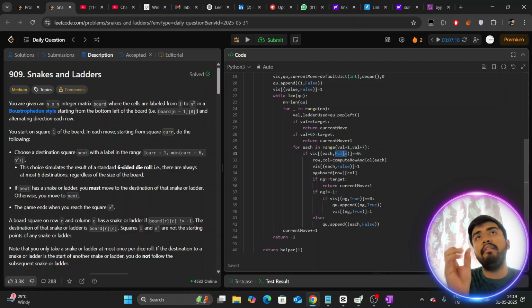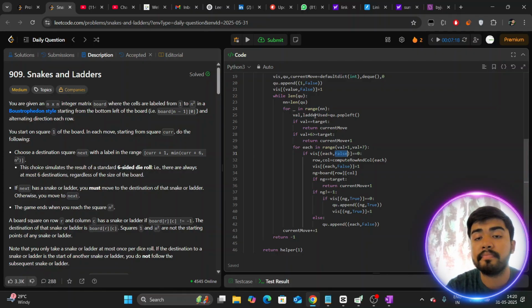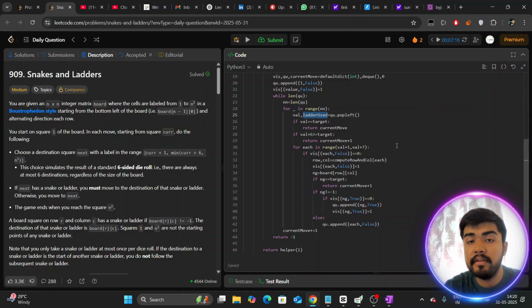Because if it has altogether reached a ladder, then I am not going to do anything. That's the reason this particular cell should be exposed not previously using a ladder, right? So I am checking that if that particular cell is exposed not using a ladder, so that means ladder used is false, then I am going to compute it.